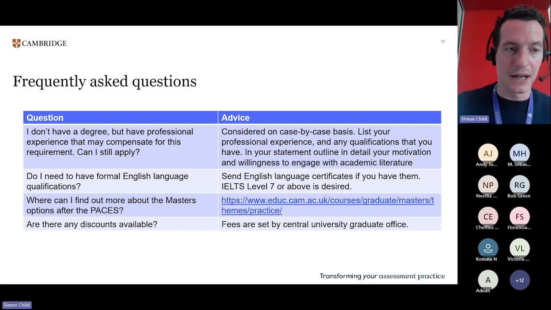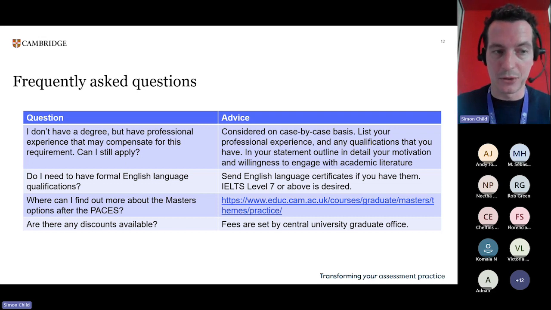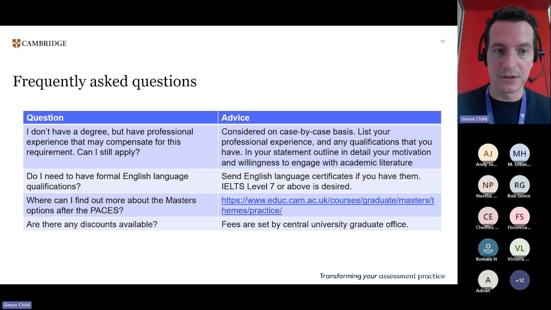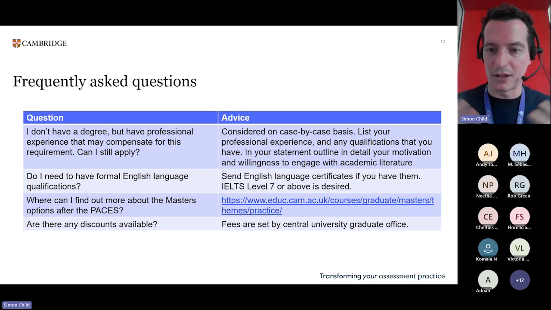Another question we often get is, do I need to have a formal English language qualification? If you do have a formal English language qualification, please send it through as part of the application in terms of the supporting documents. Generally speaking, something around IELTS level 7 is desirable, because the nature of the language is quite complex, because it's academic language.